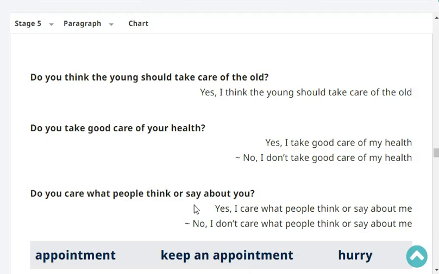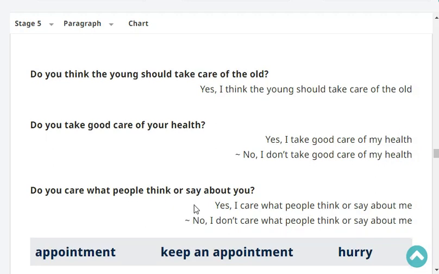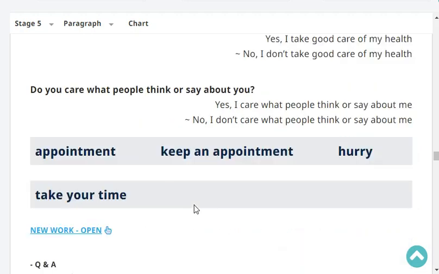Do you take good care of your health? Yes or no? Yes, I take good care of my health. Do you care what people think or say about you? Yes or no? Yes, I care what people think or say about me.